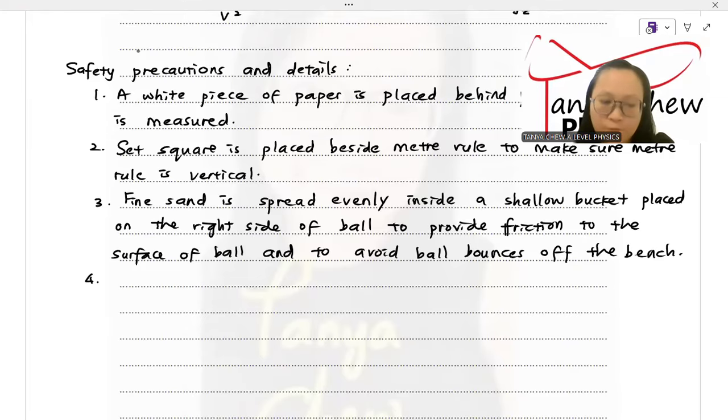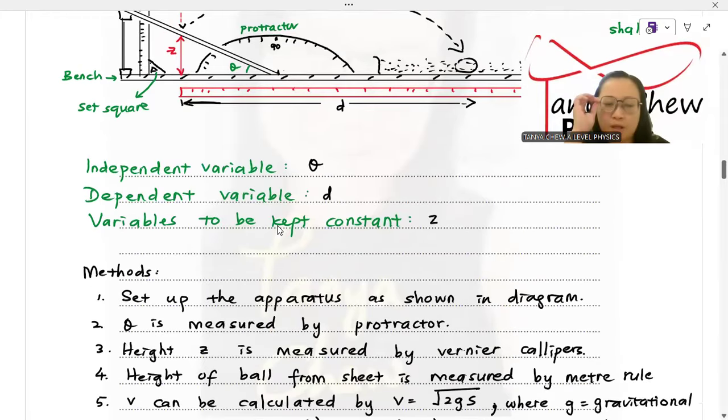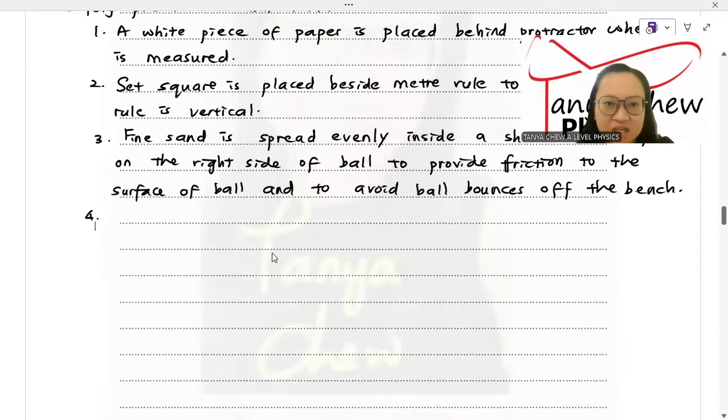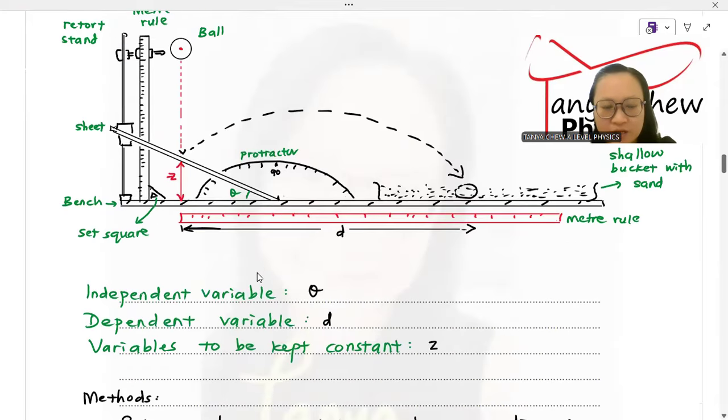And then the fourth safety precaution. I did mention that Z would be a variable to be kept constant during the experiment, but how am I supposed to make Z as constant as possible? When the data is being adjusted, because you want to measure the value of Z, let's say at maybe 5 cm, for example, and then when theta is being adjusted, getting bigger and bigger, of course the Z value will change. So how am I going to make sure that Z is constant? I put a mark on the bench.